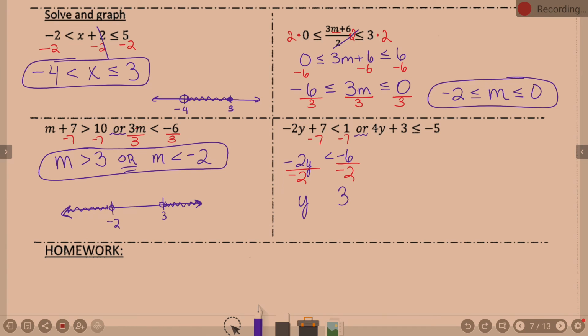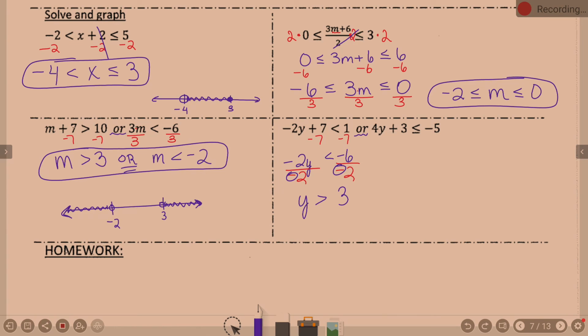Now, what's the catch on this one? You have to flip it. Why am I flipping? Because it's negative. Because I divided by -2, that inequality sign has to flip.